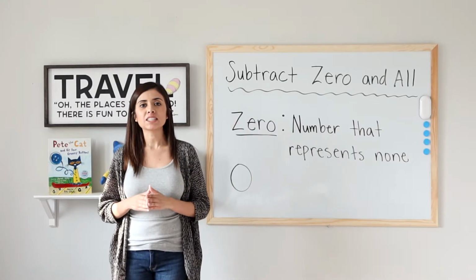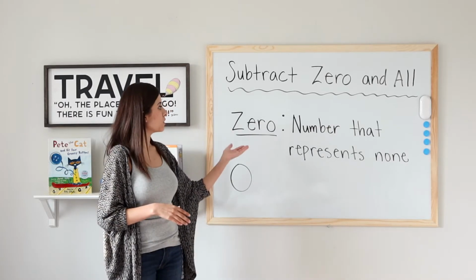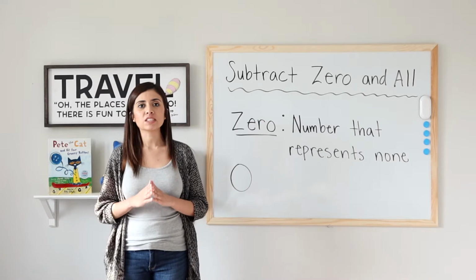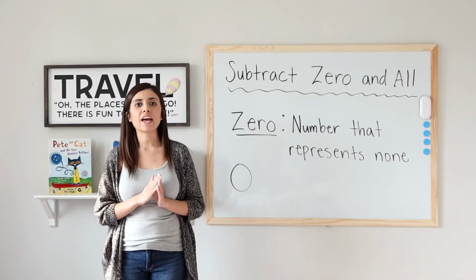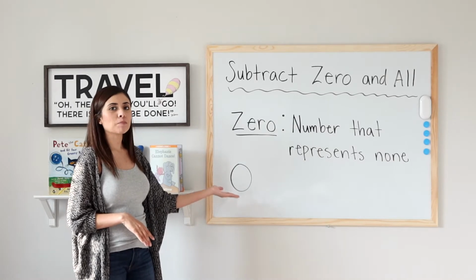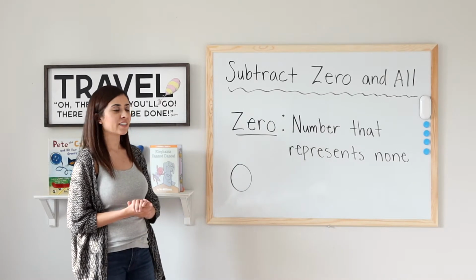Today we'll be focusing on subtracting 0 and all. Before we get into the lesson, let's remember that 0 is a number that represents none. If I have 0, I have none, I don't have any. So here is 0. Looks like a big O, right?